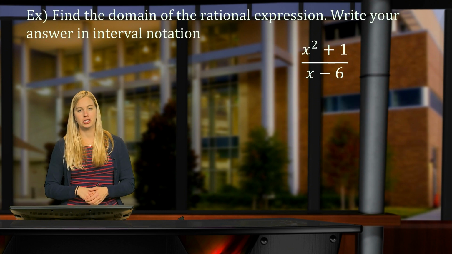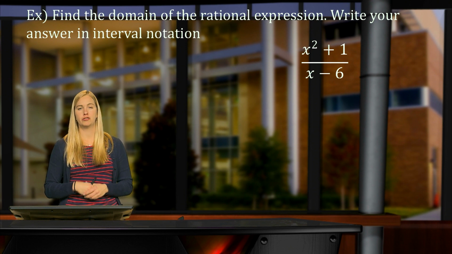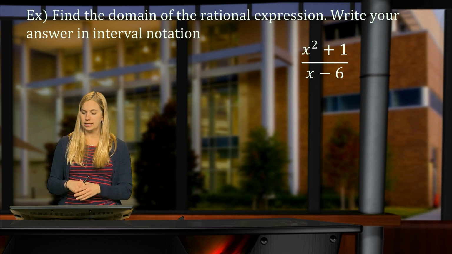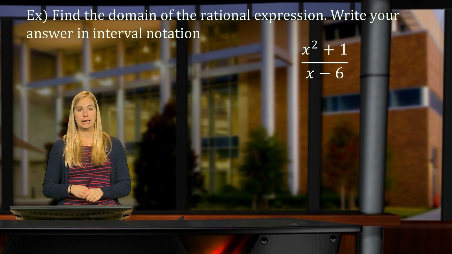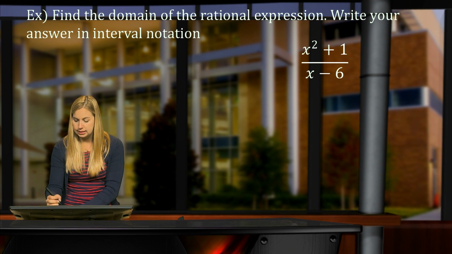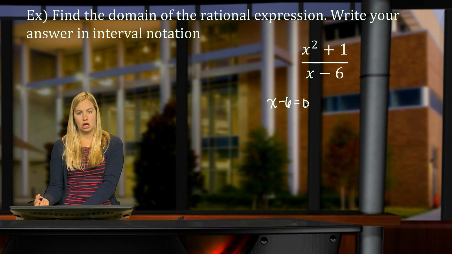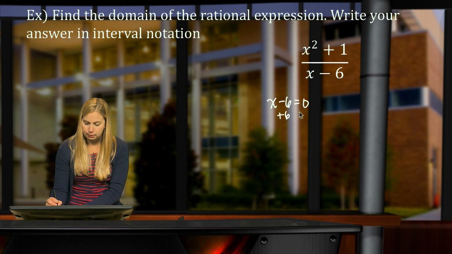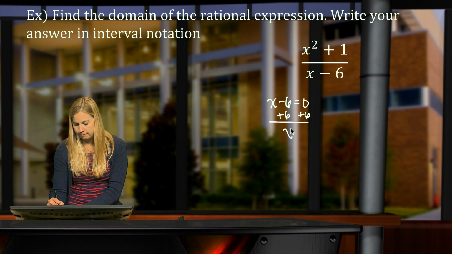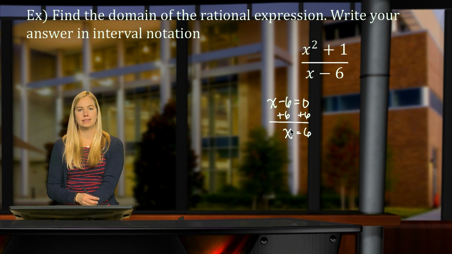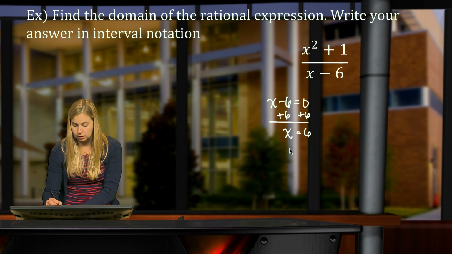Find the domain of the rational expression, write your answer in interval notation. x squared plus 1 over x minus 6. When we're finding domain, the only part of the rational expression that we're concerned about is the denominator. So where does x minus 6 equal 0? We can solve this equation by adding 6 to both sides. So this value, x equals 6, actually represents our restriction.